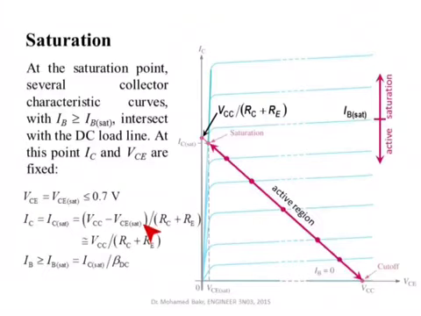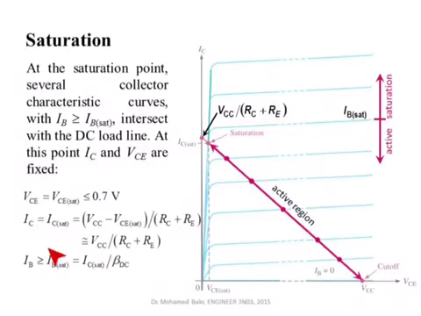Of course, you can approximate it further if VCE SAT is very small. Sometimes I give it as 0.1 volts or 0 volts. You can ignore this one, and this becomes VCC over RC plus RE. So this is the collector saturation current. Okay, this is the collector saturation current, and we can define something called base saturation current, which is equal to collector saturation current over beta DC. This becomes really a reference for determining whether we are at saturation or not.